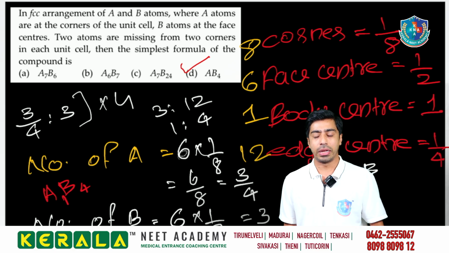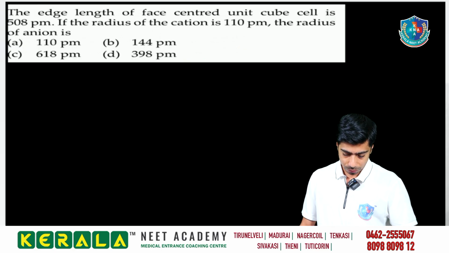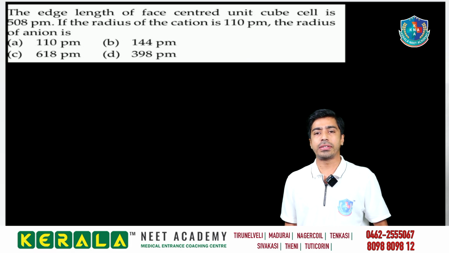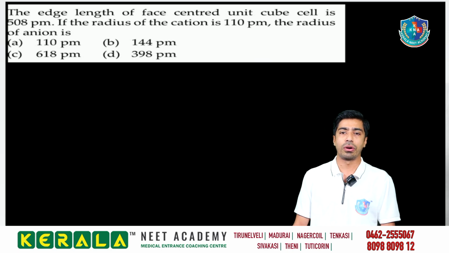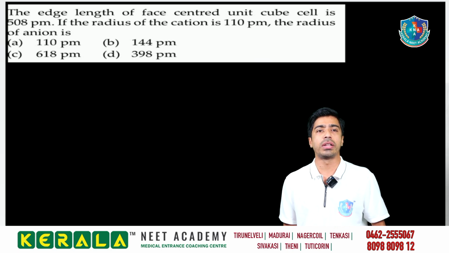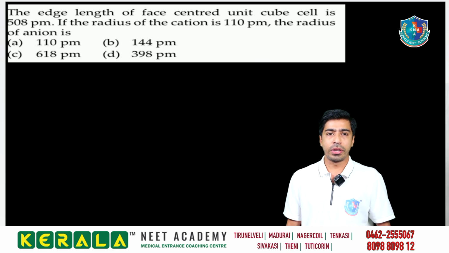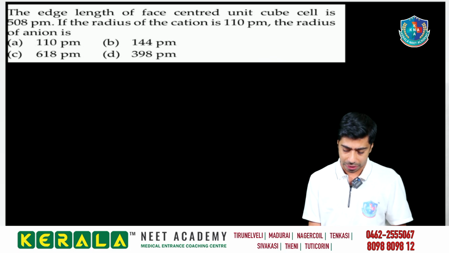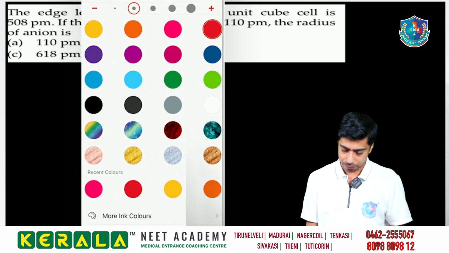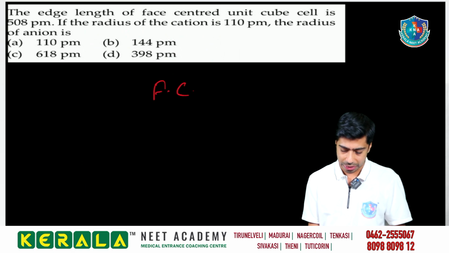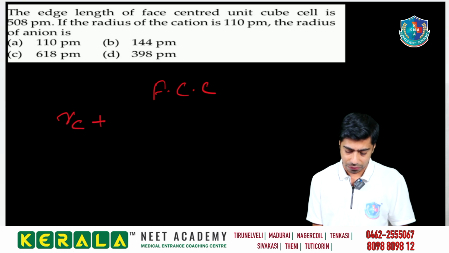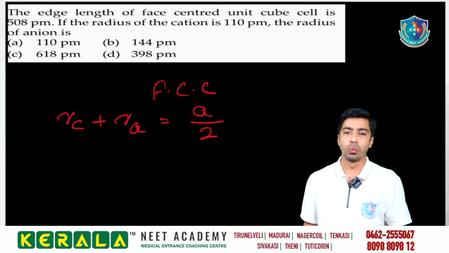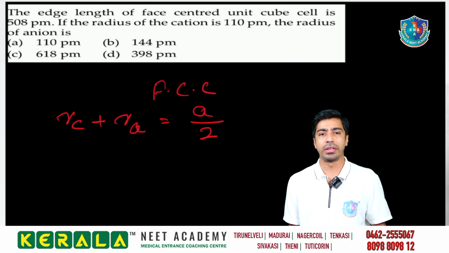So now we'll move on to the next question. The edge length of a face-centered cubic unit cell is 508 picometer. If the radius of cation is 110 picometer, then what is the radius of anion? So here it's mentioned that it's an FCC type of crystal. In case of FCC, we know that radius of cation plus radius of anion is equal to edge length divided by 2. This is the formula that we are going to apply in this question.